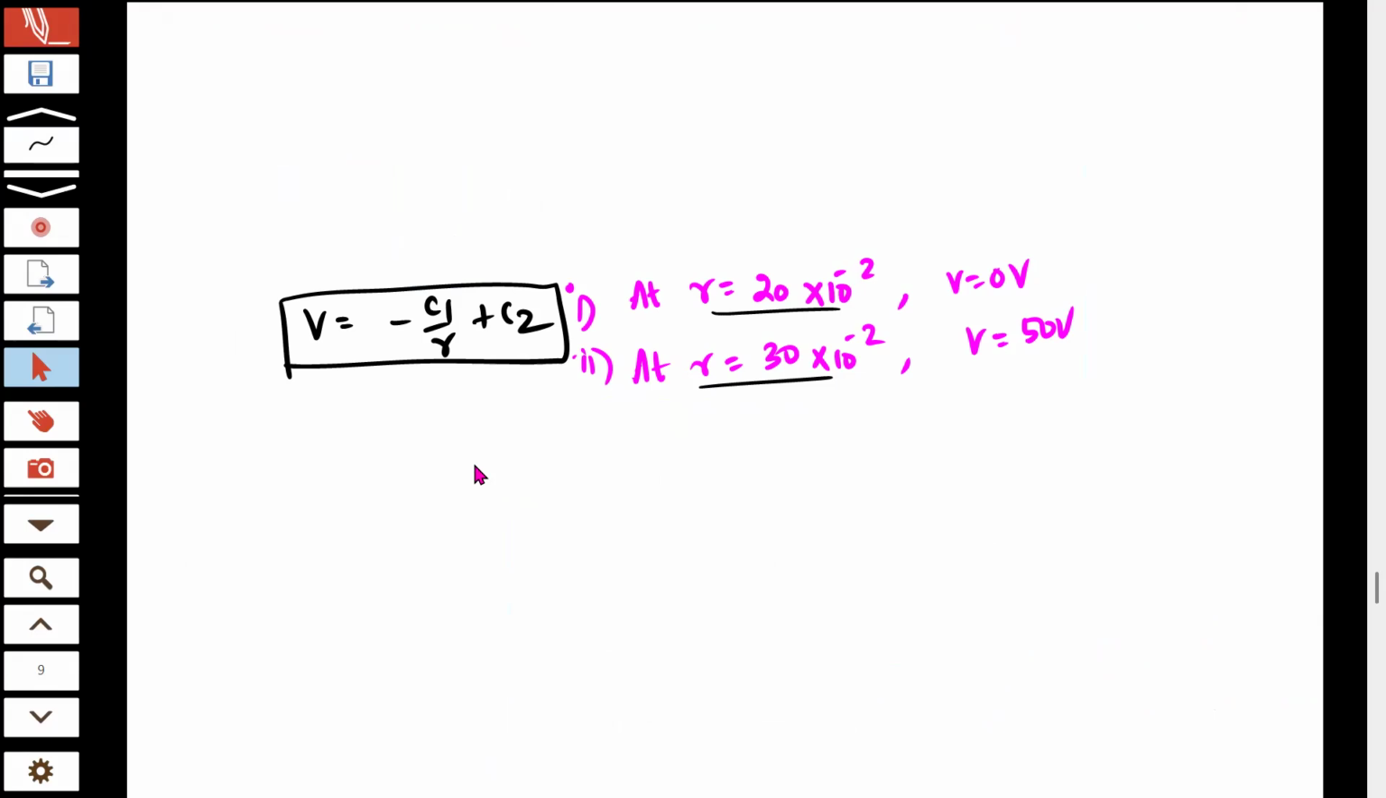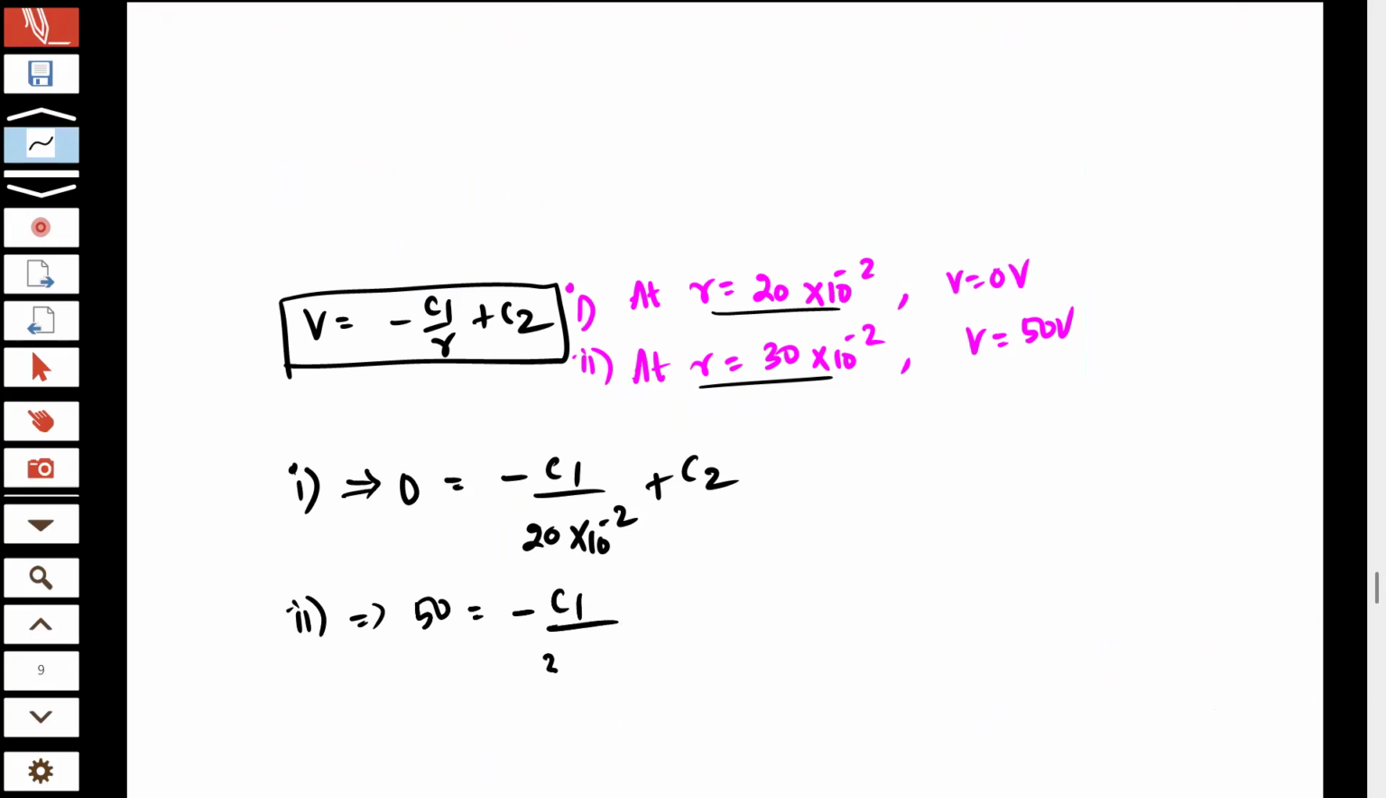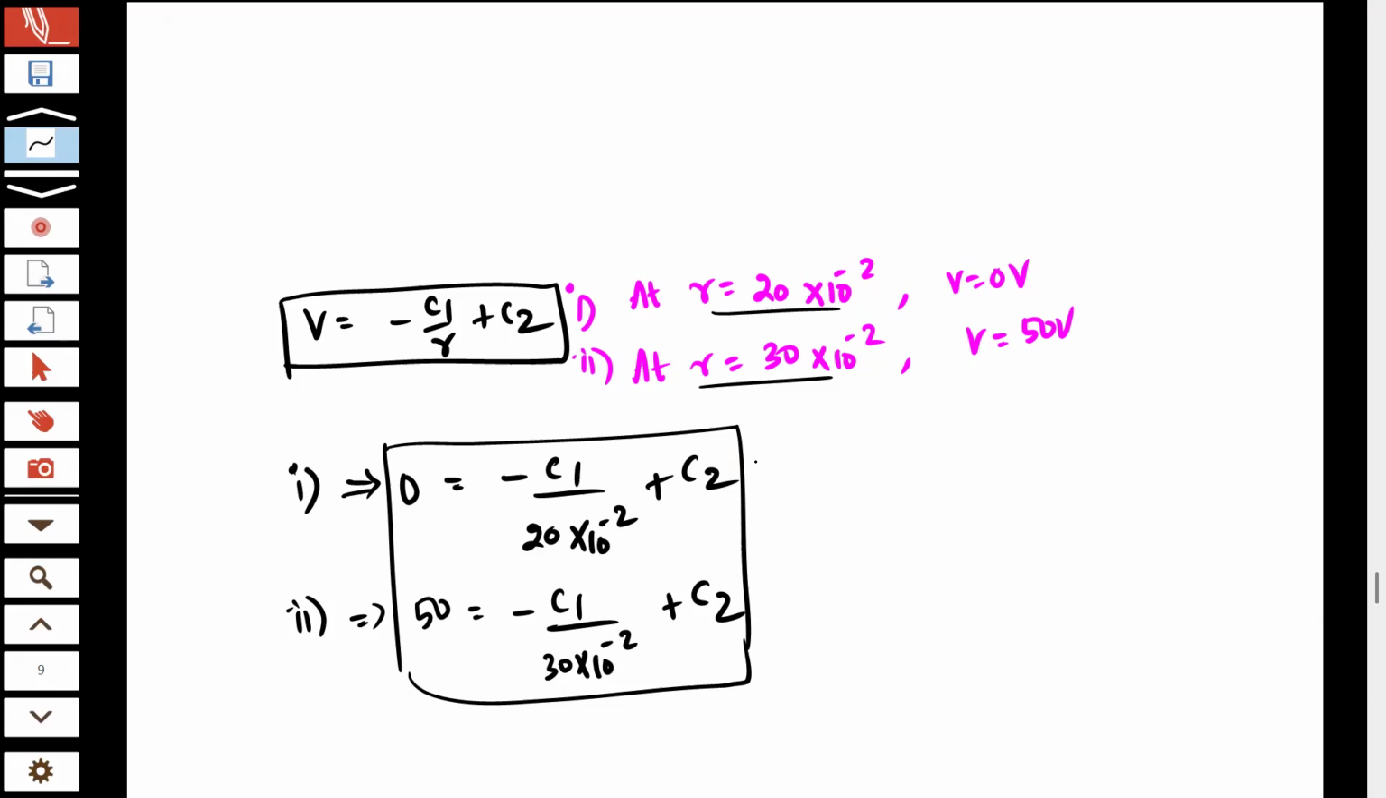So first, applying the first boundary condition will give 0 equals to minus C1 by 20 into 10 power minus 2 plus C2. And applying the second boundary condition will give 50 equals to minus C1 by 30 into 10 power minus 2 plus C2. Now we have to solve for these two equations. These are two equations with two unknowns. By solving this, we will be getting the values of C1 and C2. I'm leaving this solution for your exercise.